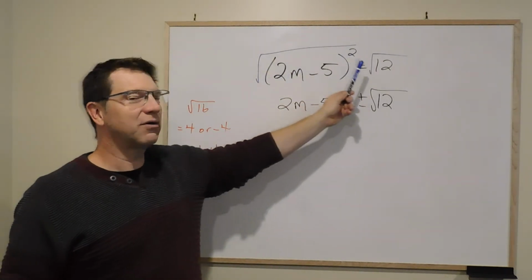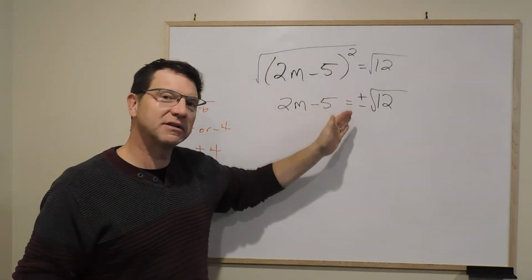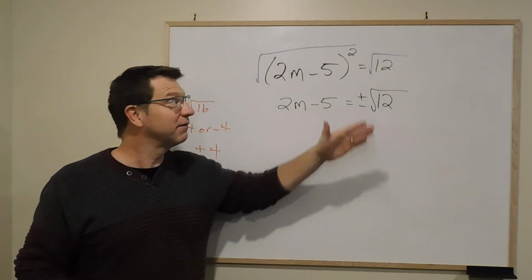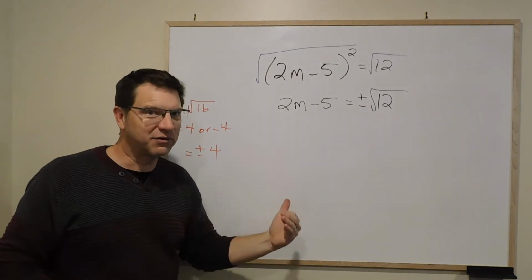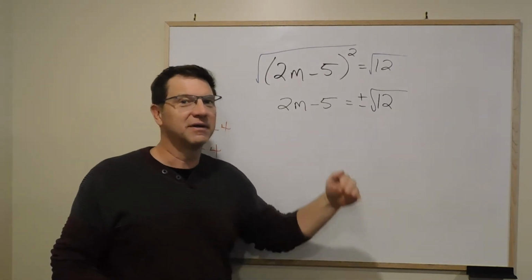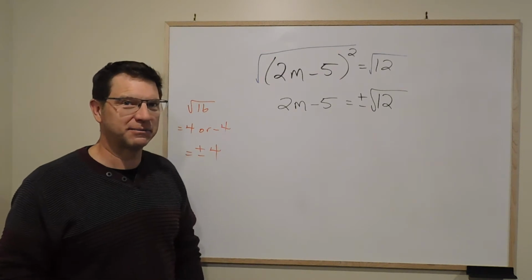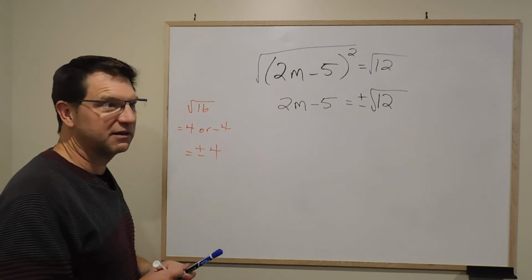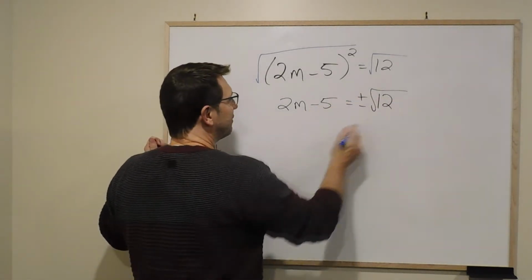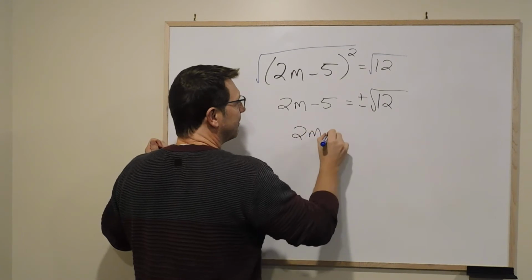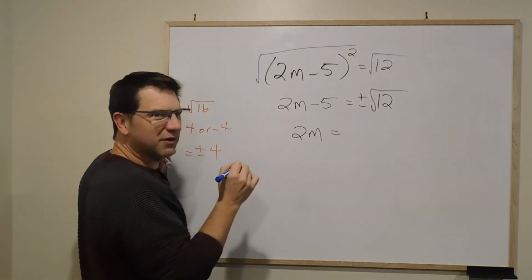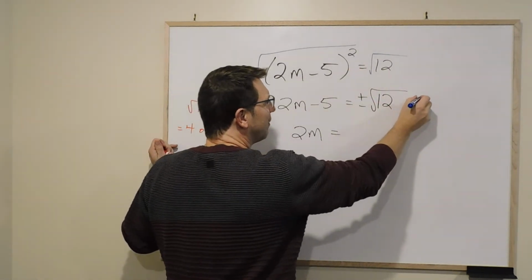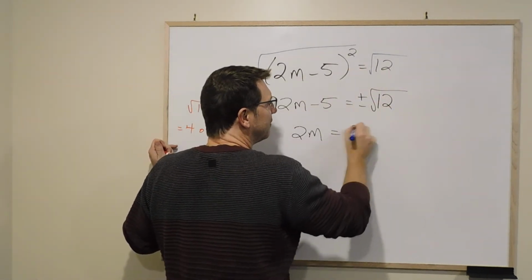But when I'm taking the square root of both sides, I have to remember there's a positive and a negative option. Because the square root of 12 times the square root of 12 is 12, and negative square root of 12 times negative square root of 12 is also 12 when we multiply it together. So what I have here, I can just isolate. I can bring the 5 to the other side. 2m equals. Now what happens often is when this negative 5 comes over, it becomes a positive, and we don't usually put it at the back, we usually do this.